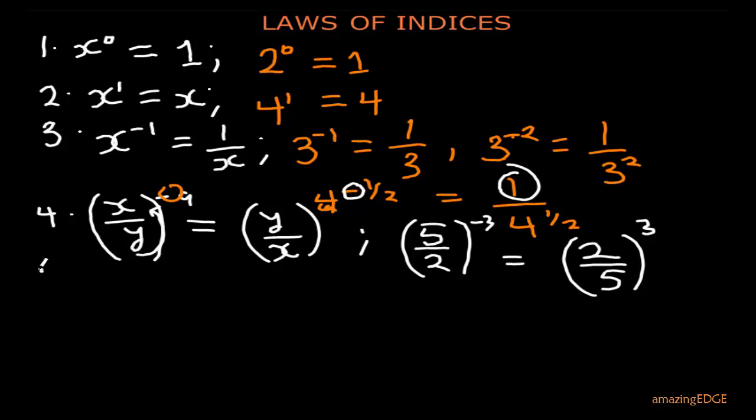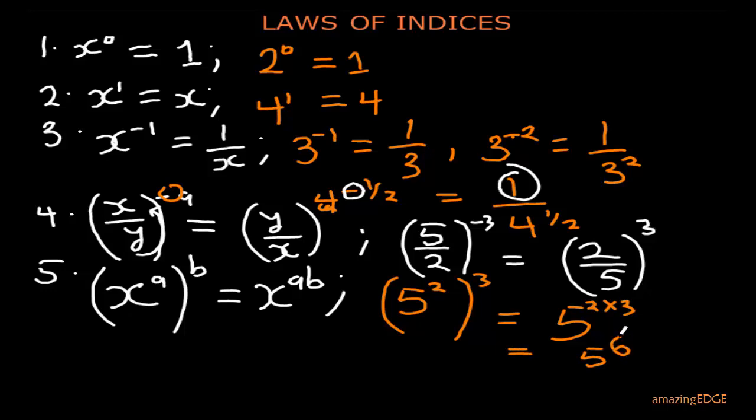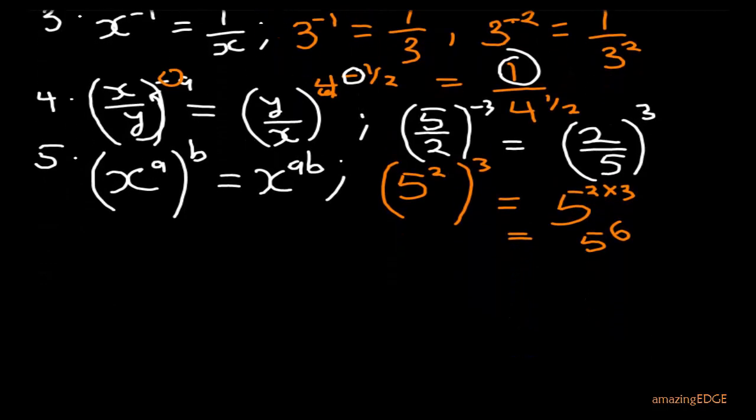Let's look at law 5, for instance. If I have x raised to power a, all raised to power b, we can leave out the bracket and say that this is the same thing as x raised to power a times b. So we can look at an example. Supposing I have 5 raised to power 2, all raised to power 3. This I can write as 5 raised to power 2 times 3, and this will simply give us 5 raised to power 6.